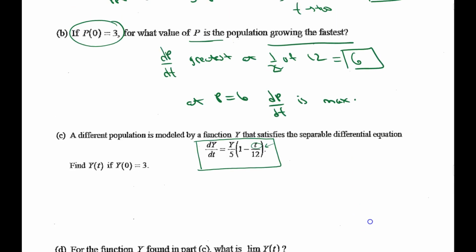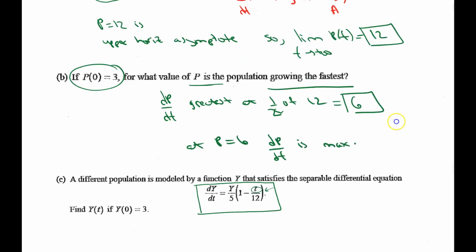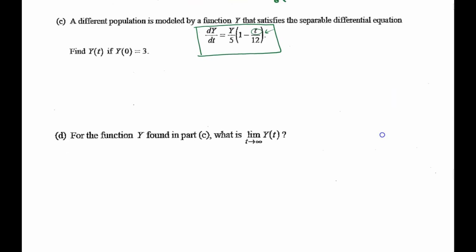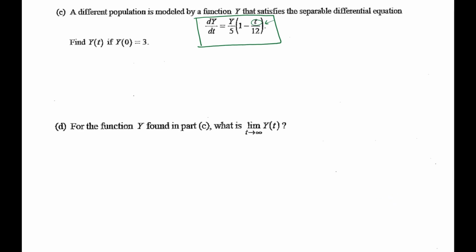The fact that this is not y and that's an x or a t, so to speak, means something different, all right? So part of this is making sure you keep track of what's a logistic differential equation and what's not. Okay, go ahead, find y of t if y of 0 equals 3, and then for that function y, find this limit. Go ahead and do that and then check back with me.